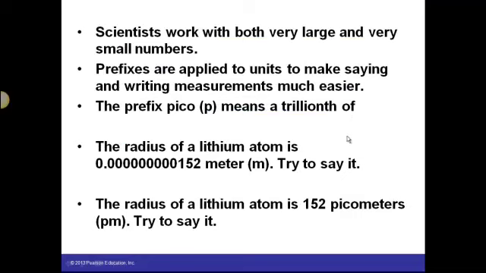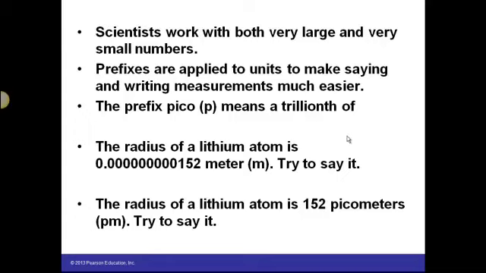So the metric system is actually a very useful system, and we use this to a large extent when we're working with scientific numbers. And this is because scientists work with both very large and very small numbers depending upon what we're doing. When we're talking about single atoms, for example, we're talking about very, very small numbers. Or if we're talking about the number of atoms that actually fill a teaspoon, that could be a huge number. We might have very, very big numbers when we're thinking in that scale. So we have prefixes within the metric system that are applied to our units to make saying and writing the measurements much easier to do.